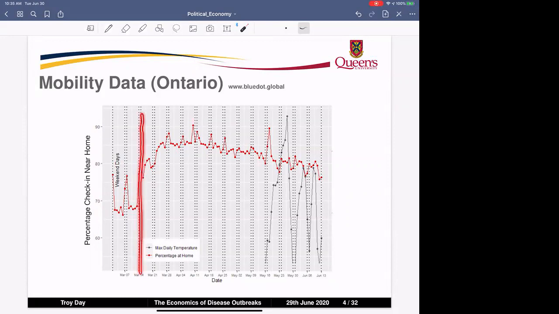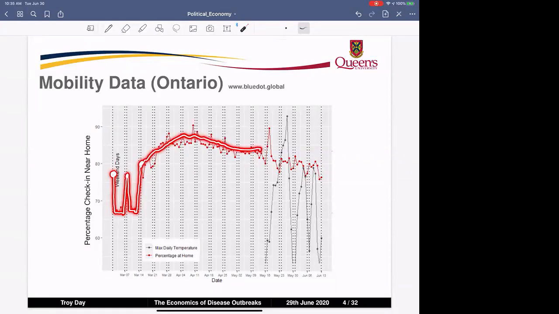This point in time here, March 14th, is basically when the large-scale shutdown in Ontario started to happen. Prior to that point, and these dashed lines here are weekends, you can see that there are a lot of people at home on weekends. It's low during the week, high on the weekends, low during the week. And then we instituted this big shutdown, and then it kind of stayed high.